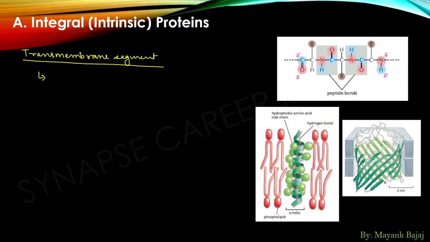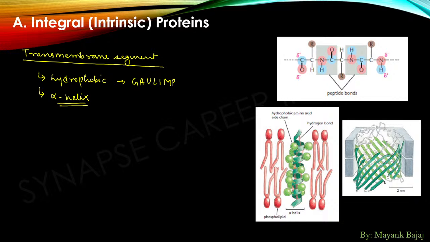In this transmembrane segment, the amino acid residues are hydrophobic amino acids. And which are the hydrophobic amino acids? Glycine, alanine, valine, leucine, isoleucine, methionine, proline, all these. So the transmembrane segment is rich in hydrophobic amino acids, and it is majorly in the alpha helix secondary structure.